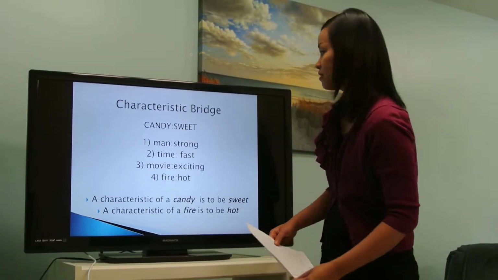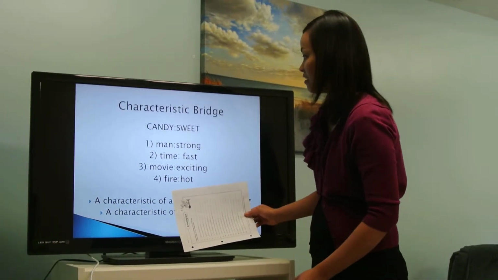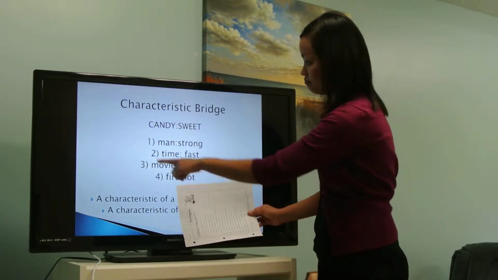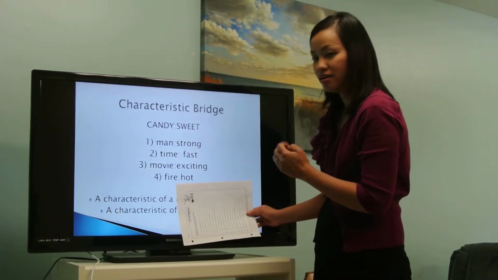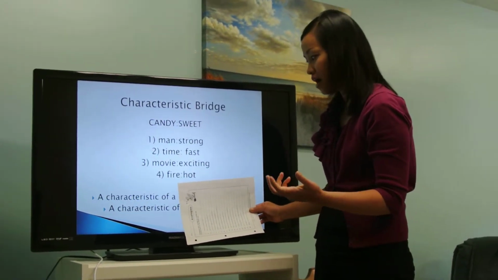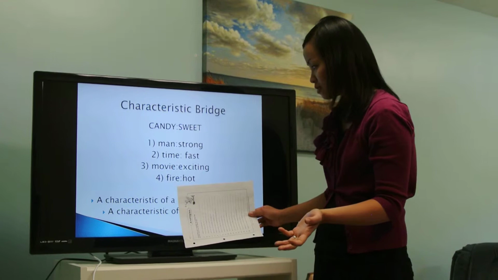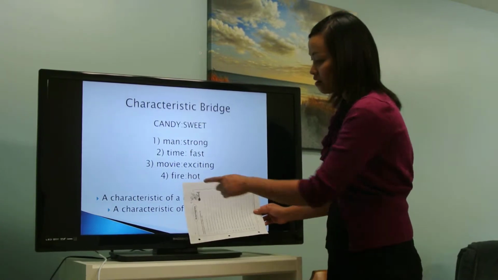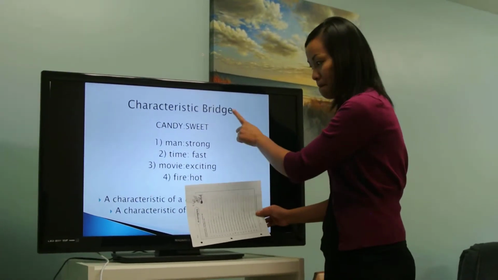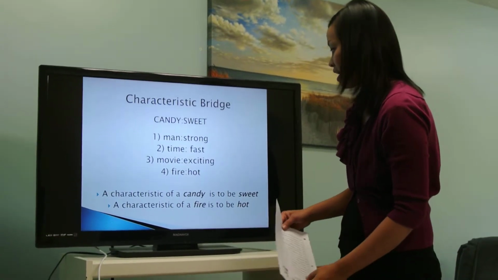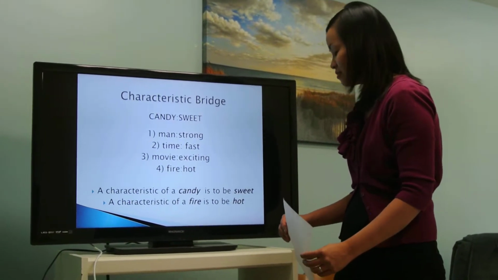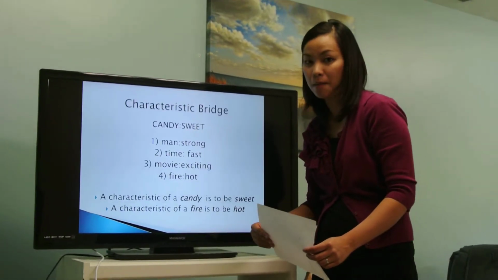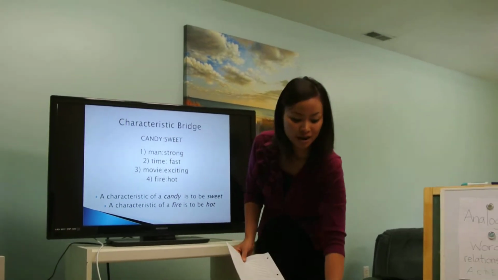Let's look at our next part, characteristic bridge. Candy is sweet. So that's the characteristic of a candy, is sweet. Let's look at our options over here. Man strong. That somewhat defines a quality. Time fast. Okay, that's also a quality. Movie exciting. Okay, and then fire hot. A characteristic of a fire is hot. So that would be our match. A characteristic of a candy is to be sweet, and a characteristic of a fire is to be hot. Keep thinking as we go through some of these examples, and we can talk even more. You don't have to understand everything right now at this instant.